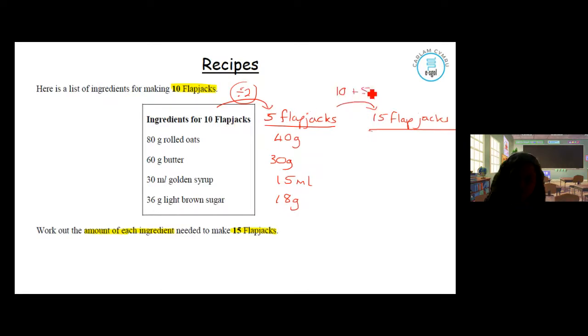So 80 grams plus 40 grams is 120 grams of rolled oats. I'm going to do that for each of them. 60 grams plus 30 grams is 90 grams of butter. 30 millilitres plus 15 millilitres is 45 millilitres of golden syrup. And then 36 grams plus 18 grams is 54 grams of light brown sugar. And then we've answered that question based on moving from one value, which was the 10, to the 15.